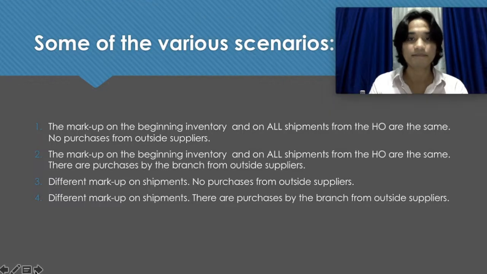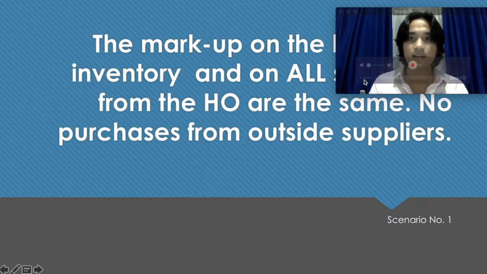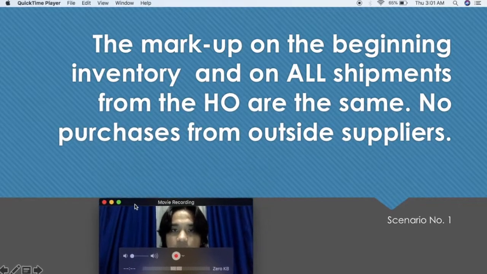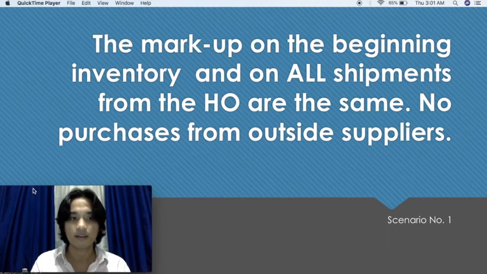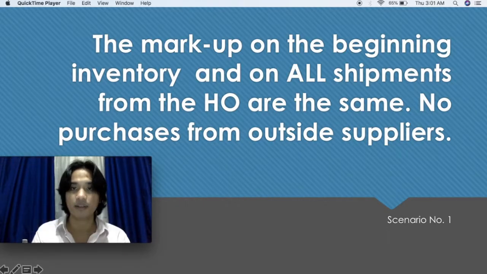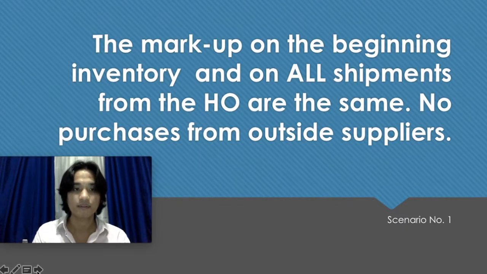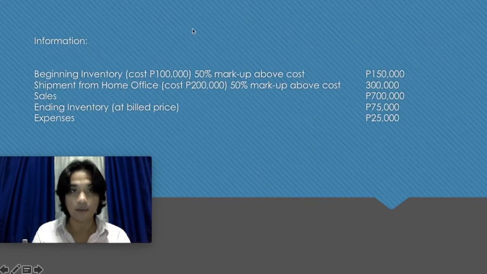So for number one, we start with markup on the beginning inventory on all shipments from the home office are the same. No purchases from outside suppliers. Method number one. You have the following information: beginning inventory. Cost is 100,000, 50% markup above cost. So that's 100,000 times 50%. That means the markup is 50,000. So you add 50,000 in 100,000, you get a build price of 150,000.